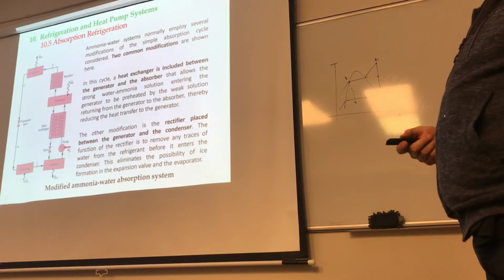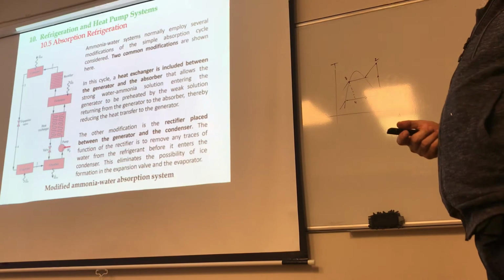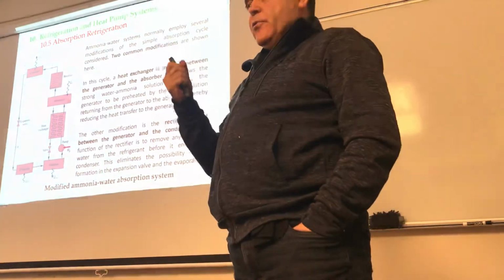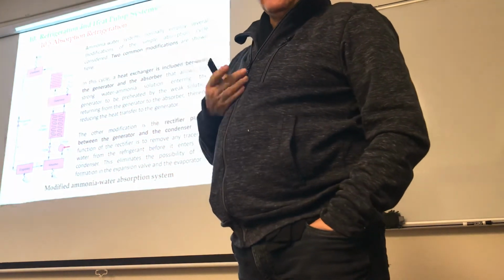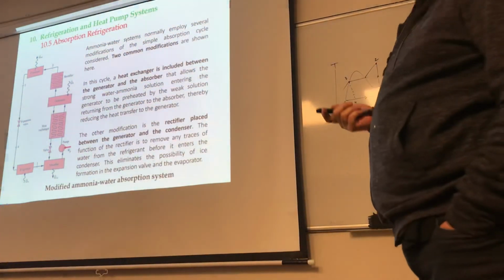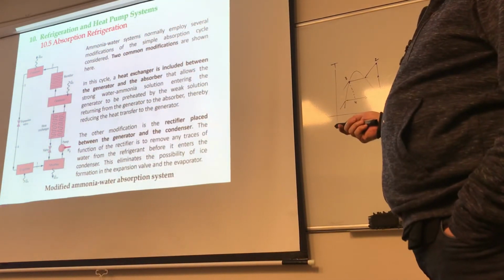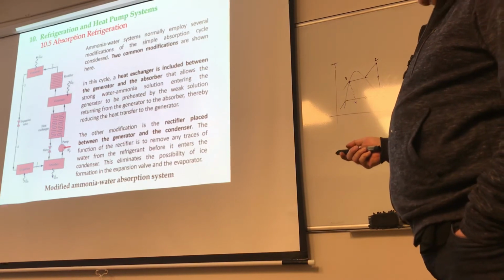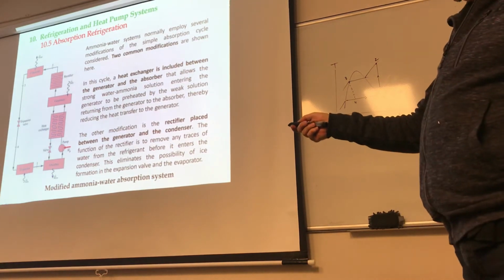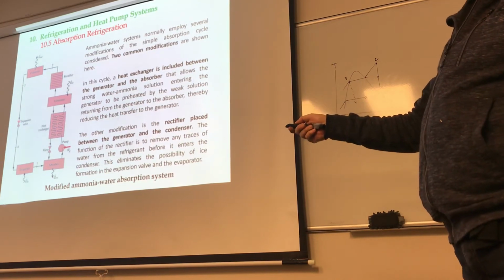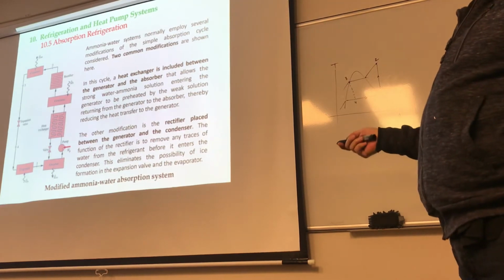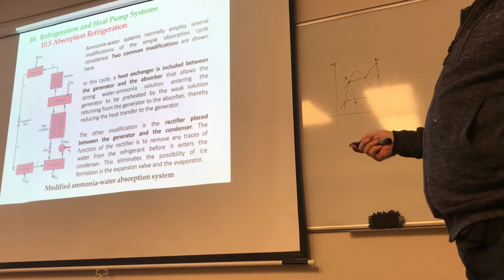before it enters the condenser, because if they cool off, obviously, what solidifies first, or what becomes ice first? It's the water. Right, the water is going to freeze first. So the function of the rectifier then is to remove any traces of water from the refrigerant before it enters the condenser. This eliminates the possibility of ice formation in the expansion valve, because otherwise you would have ice buildup in there, and of course your system just gets messed up. This eliminates the possibility of ice formation in the expansion valve and the evaporator.